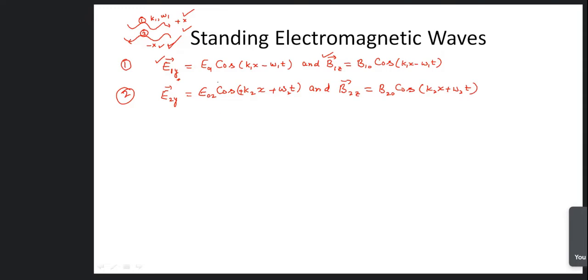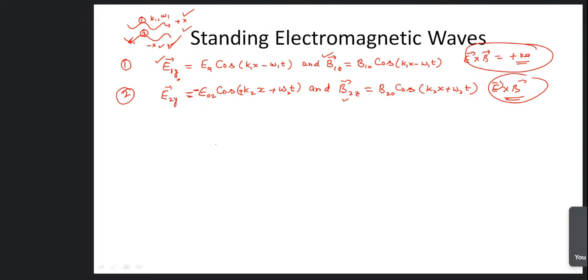With this, we have to keep in mind that E cross B should always give you the direction of propagation of the electromagnetic wave. In the first case, this is the positive direction, and here E cross B is not giving you the positive direction of x propagation. So I should write it with a negative sign here. Now this cross this will give you the negative direction of propagation of the electromagnetic wave.